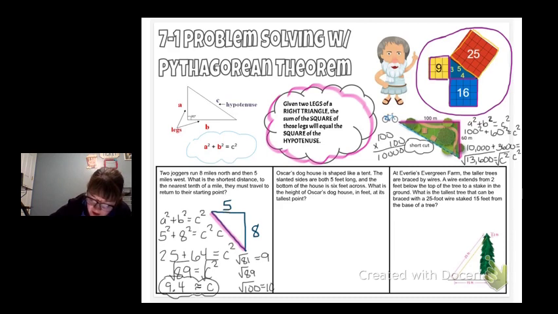Next example, Oscar's doghouse is shaped like a tent. The slanted sides are both 5 feet long, and the bottom of the house is 6 feet across. What is the height of Oscar's doghouse in feet at its tallest point? Okay, so his doghouse is shaped like a tent. So maybe like that. And it says the slanted sides are both 5 feet.